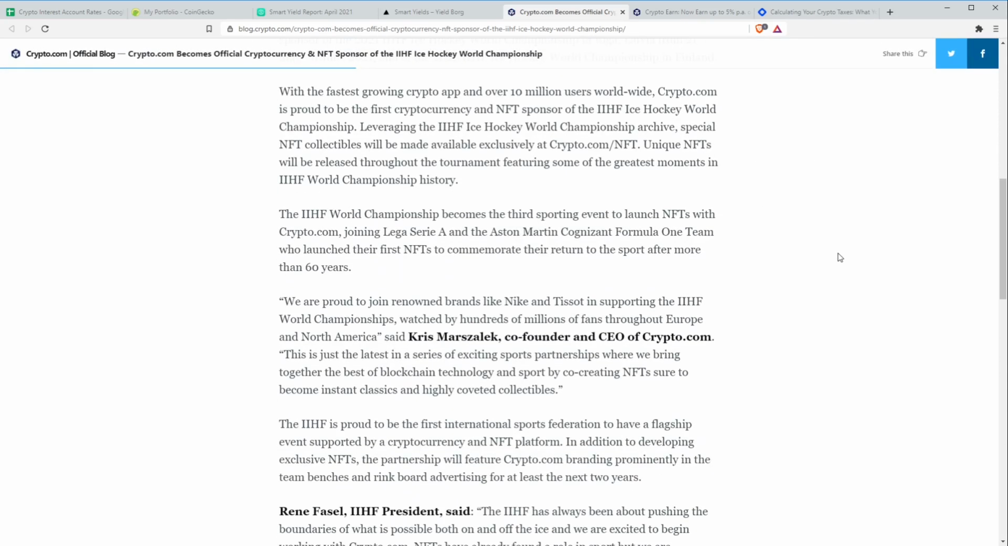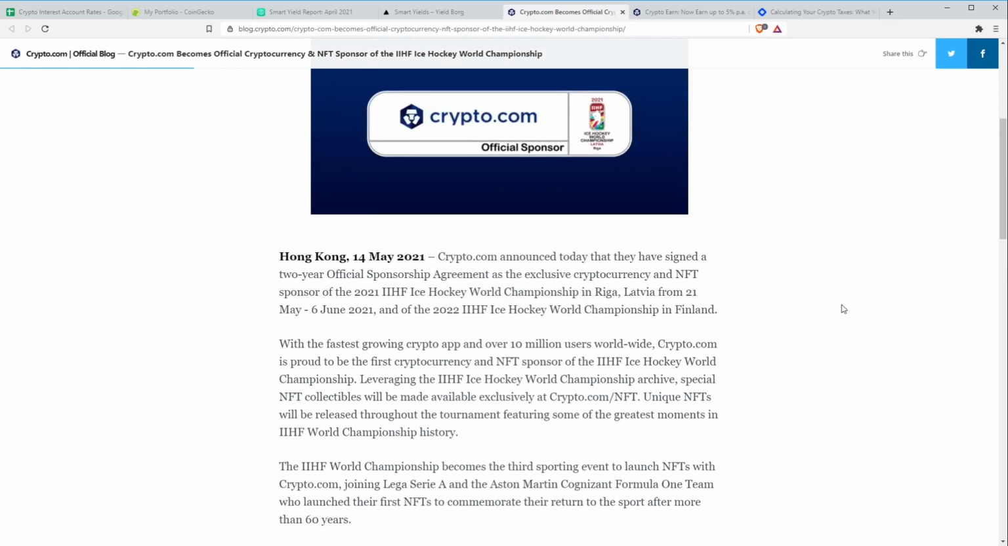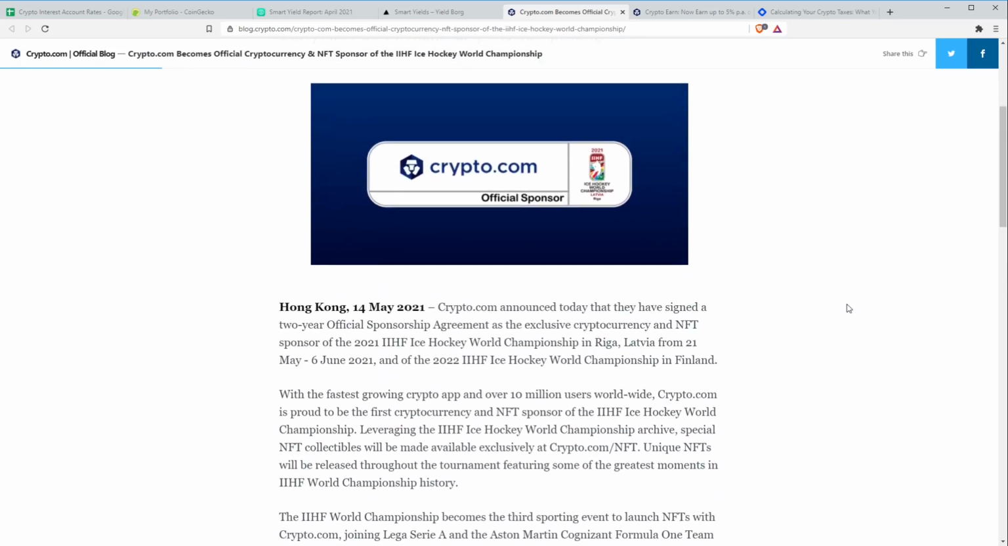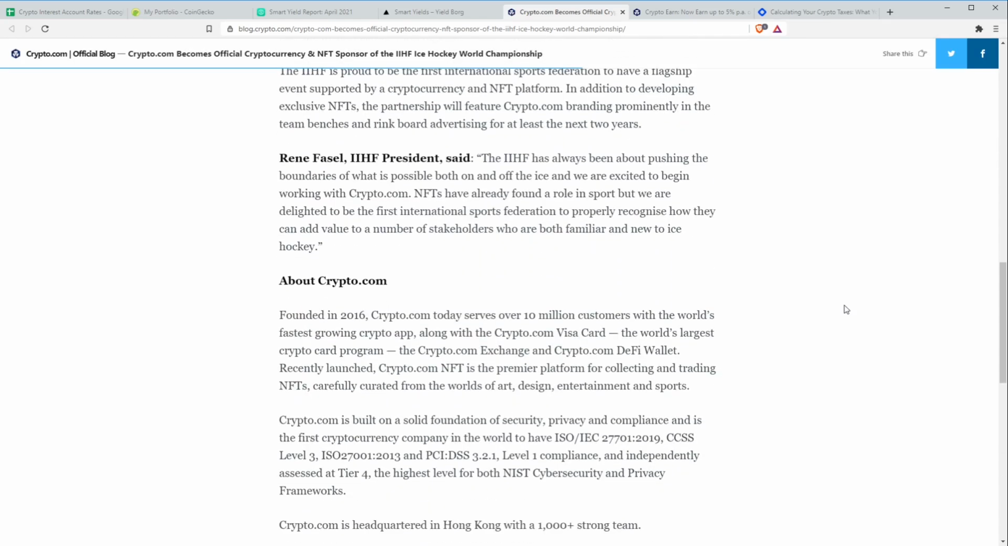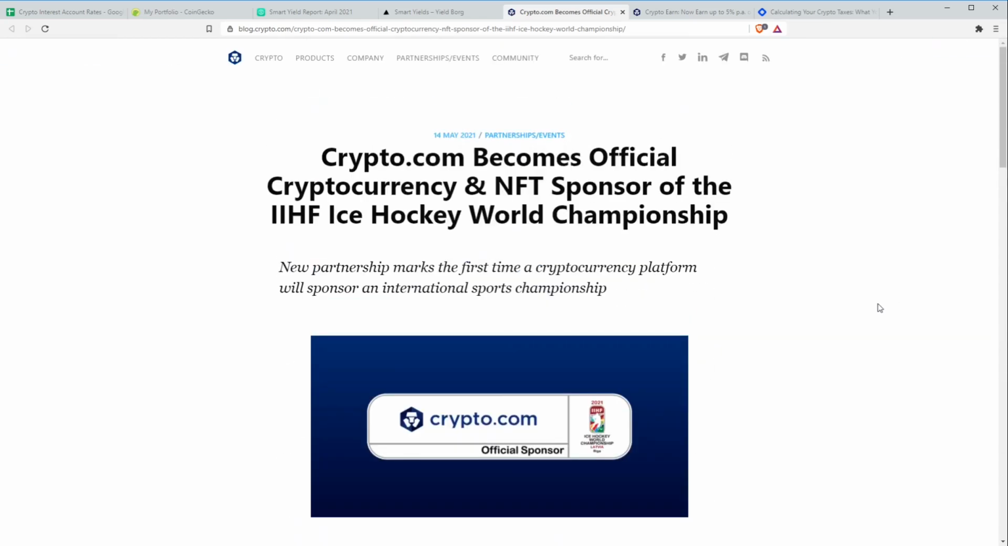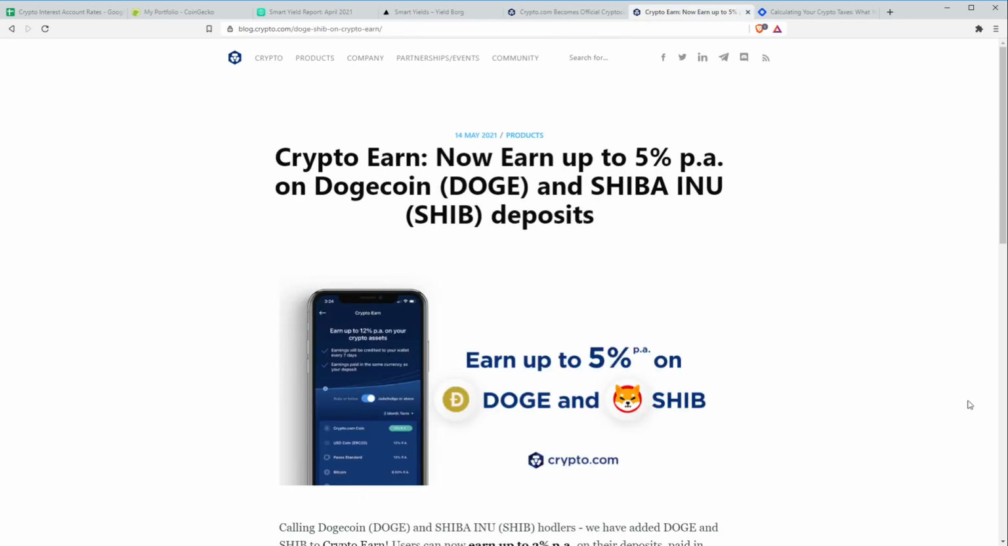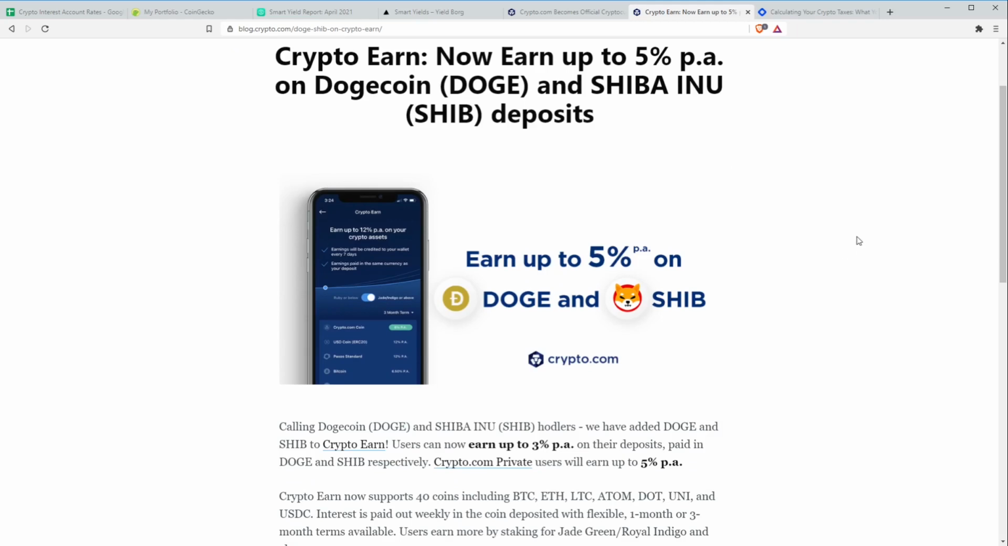But interested to see they're carrying on this trend of sponsoring some sporting events. So it's obviously proving to be beneficial for them. But you can read about that in their press release here. And also on crypto.com, as we mentioned at the beginning, they have now launched Dogecoin and Shiba Inu deposits on their Earn. So you can deposit and earn up to 5% on Doge and Shiba.